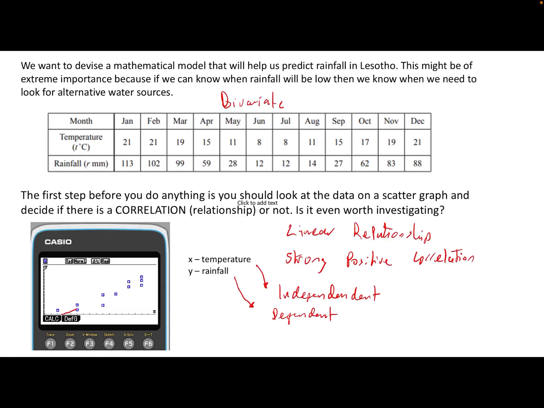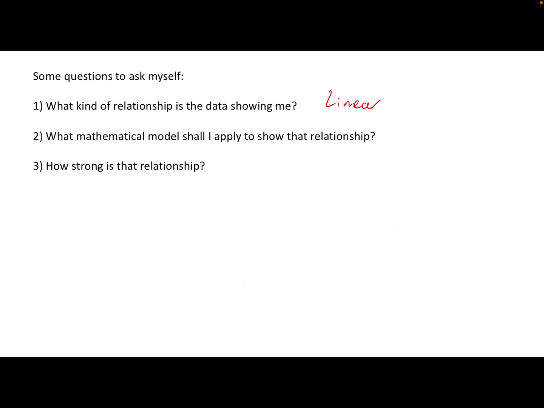Now, some things we need to ask ourselves. We need to think about what kind of relationship the data is showing me. So we've already established that. We think it's linear. We think a straight line is appropriate for this data. I could put a line of best fit through this, no problem, and it makes sense. It's also strong positive. Because it's strong positive, it makes sense to put that line through it. If there was no relationship, it wouldn't make sense to put a line through it at all, so you just wouldn't do anything with that data.